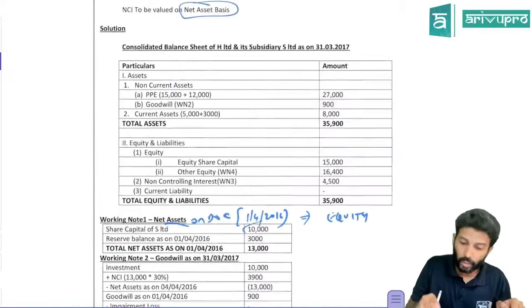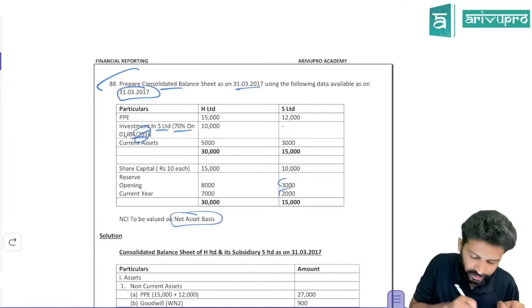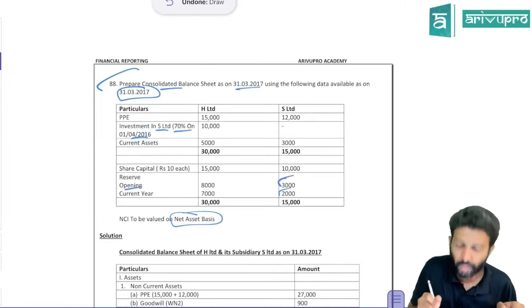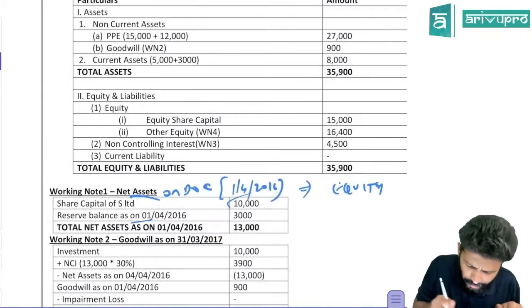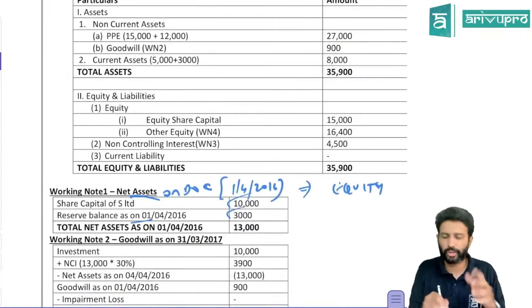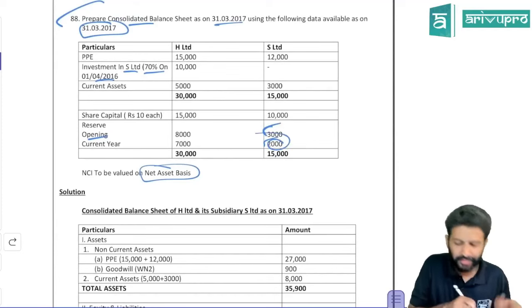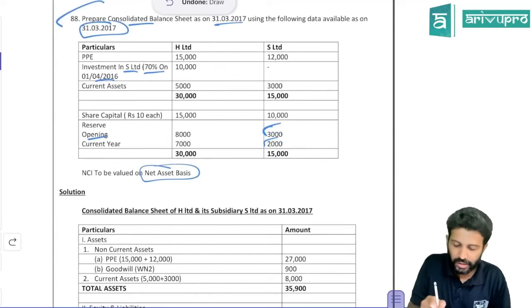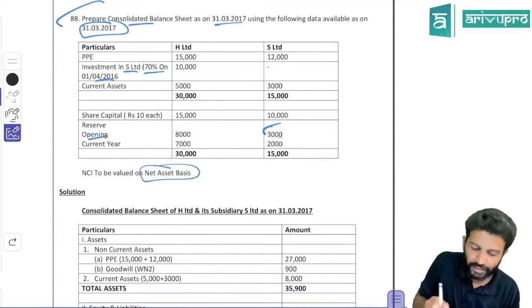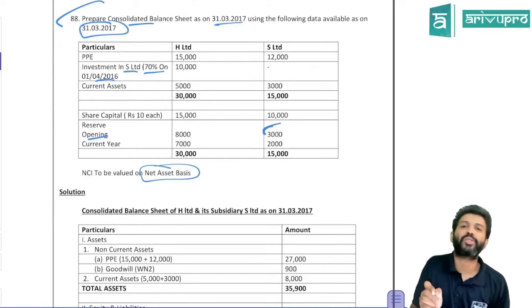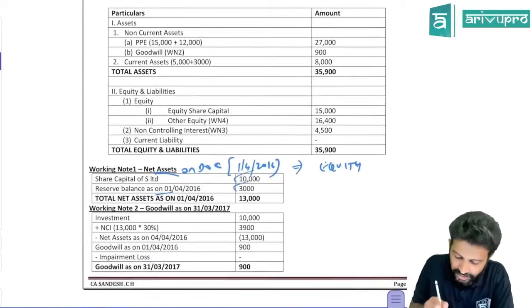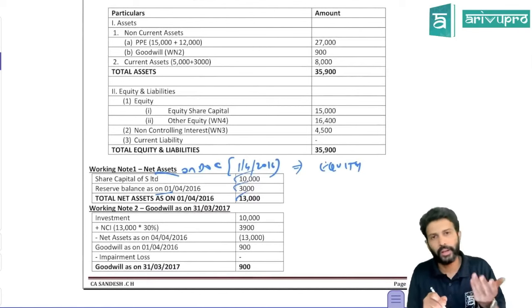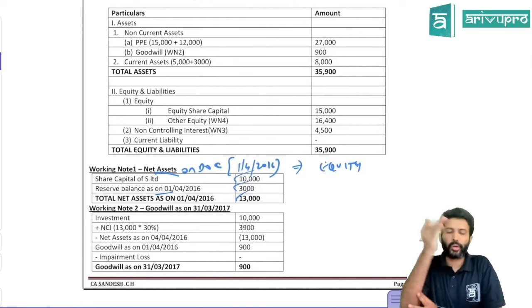And then reserves. Reserves only on the date of control. When did you get control? 1st April 2016. They have given the opening balance of reserve, which is 3,000. This was already existing. So the reserve balance on 1st April will be 3,000. This current year's reserve came after acquisition, so it was not available. So on the date of acquisition, only 3,000 was applicable. These two together come to 13,000. That itself becomes net assets on the date of control. This is the shareholders funds approach we use to get the net assets here.